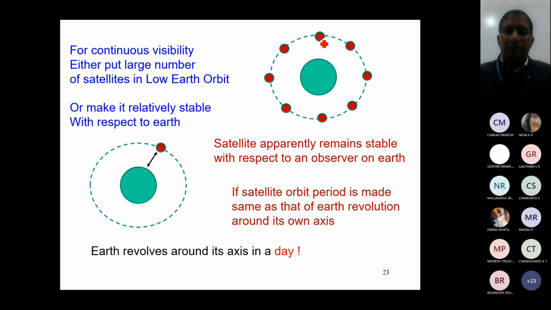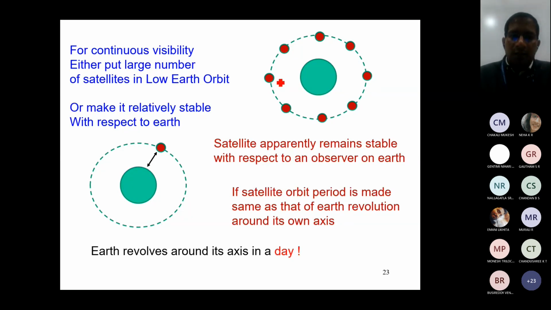So that we can maintain, if that satellite goes, then another satellite will come to that place. By launching a series of satellites, we can establish an uninterrupted communication. Or else we can go for another option.